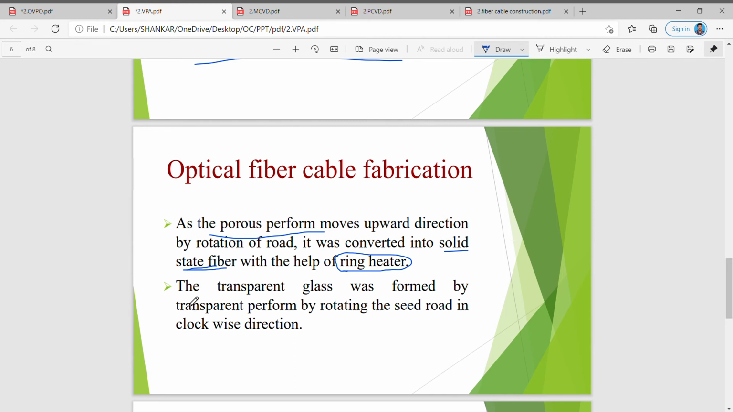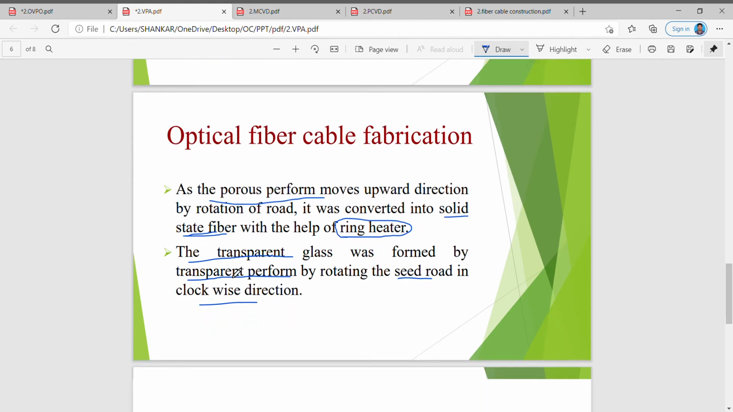Next, the transparent glass was formed. So actually up to now we are having the solid state fiber, but we need the transparent glass fiber. In order to convert it into transparent glass, we rotate the seed rod in the clockwise direction. Whatever solid state fiber you are having, that solid state fiber is again rotated by using the seed rod in the clockwise direction. So then the solid state fiber will be converted in the form of a transparent glass fiber.